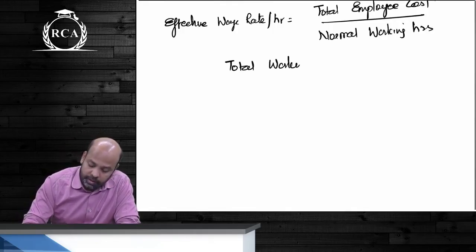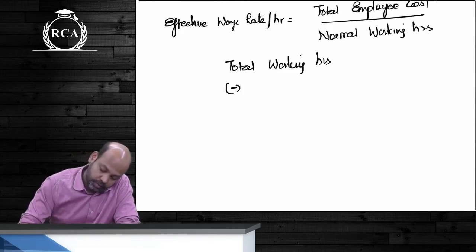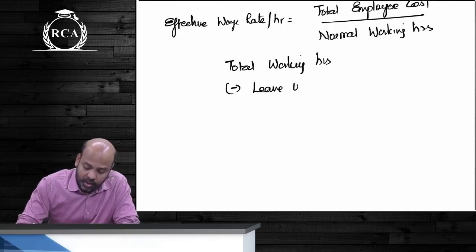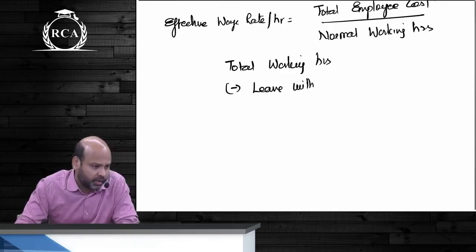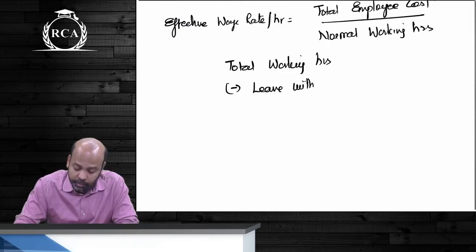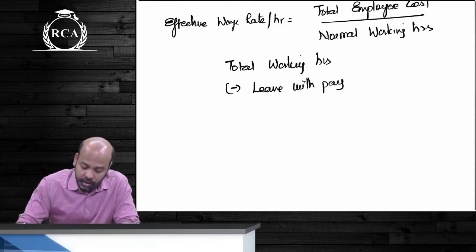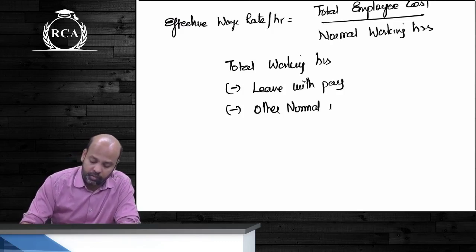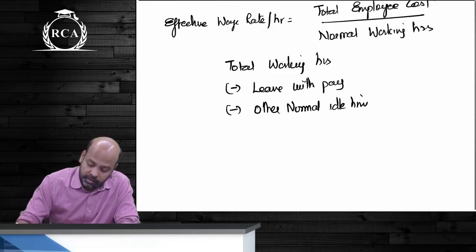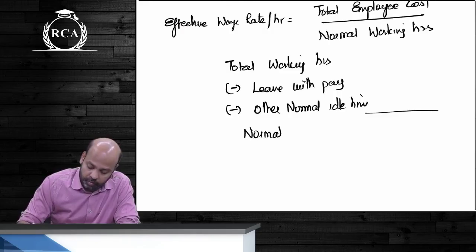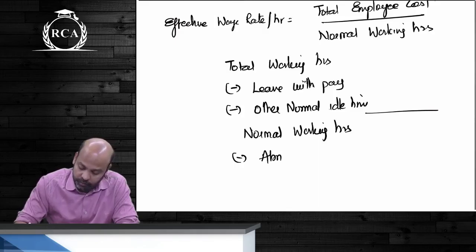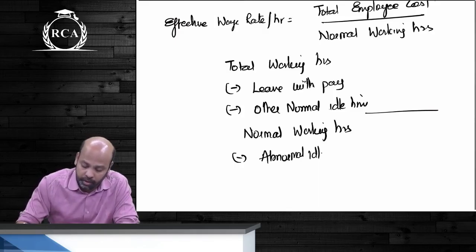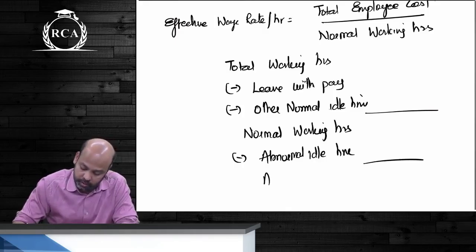तुम्हारे total working hours में से बेटा what are we supposed to remove? Total working hours मतलब बेटा total time that is spent in an organization, or number of hours that an employee is supposed to work. So from this you will deduct leave with pay, you will deduct all other normal idle times. मैं आपको example already दे चुका हूँ. What are the other normal idle times? This difference will become your normal working hours. From this, if you deduct abnormal idle time, you're going to get actual working hours.